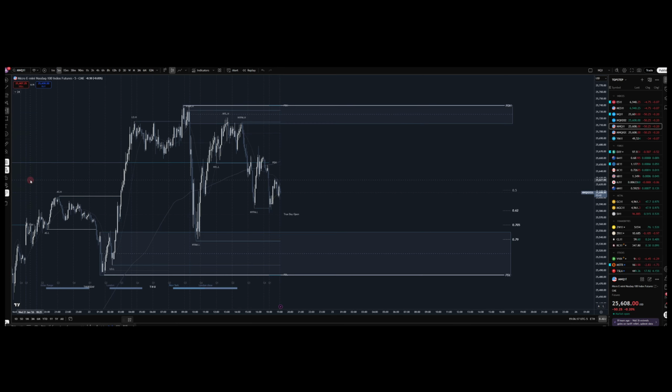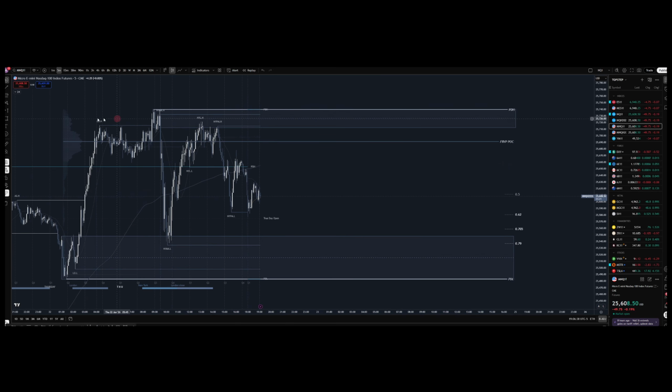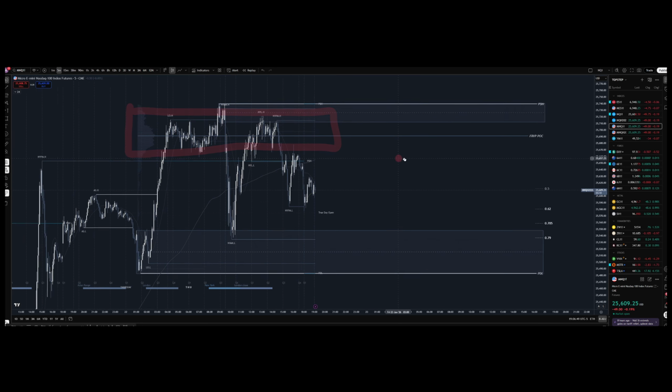Going to put on our fixed range volume profile. So we are doing that from PDL to PDH. And we want to see where the main volume was coming in, which was up here. So that's our point of control up here. See, it's pretty thin through here. That's why we're getting those huge moves straight through there. High volume node up here.